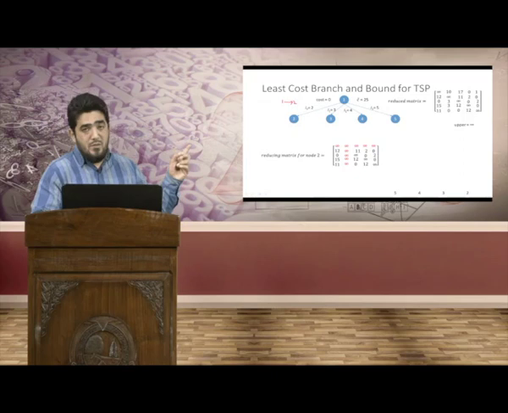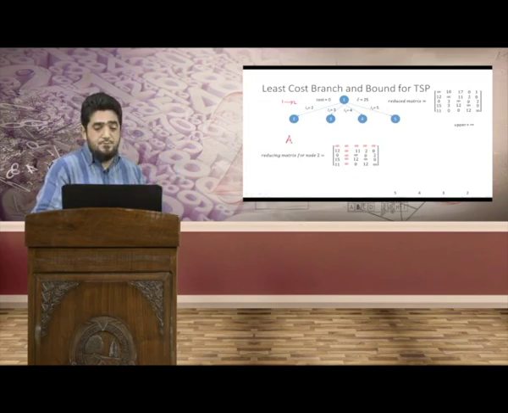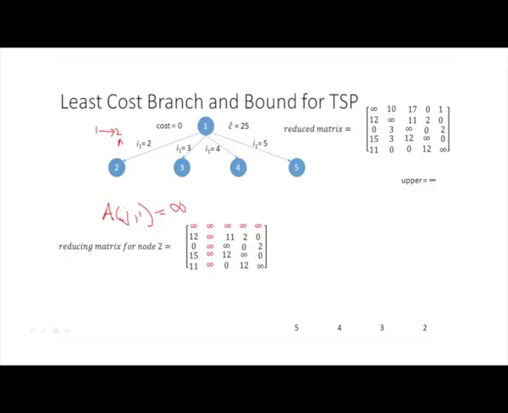Also, the step number 2 that you should remember is that A of j comma 1 will also be set to infinity. So j in our case is 2. So A of 2 comma 1 should be equal to infinity. That is what we will just do. So 2 comma 1 has been set to infinity. And now the third step involves reducing this matrix.